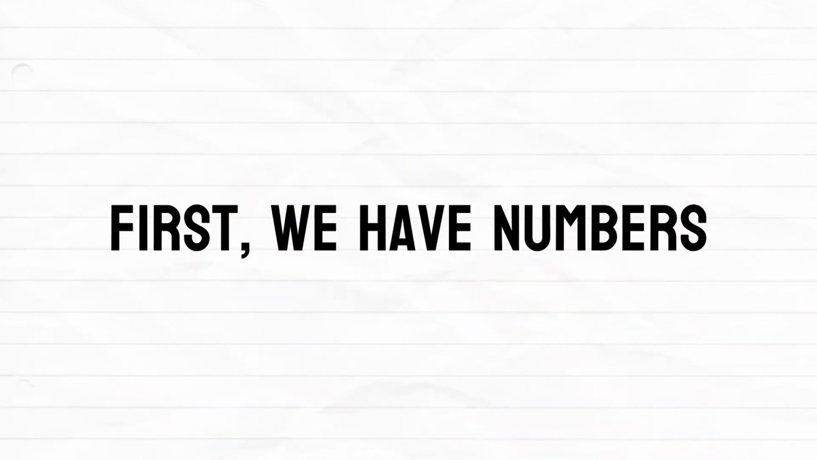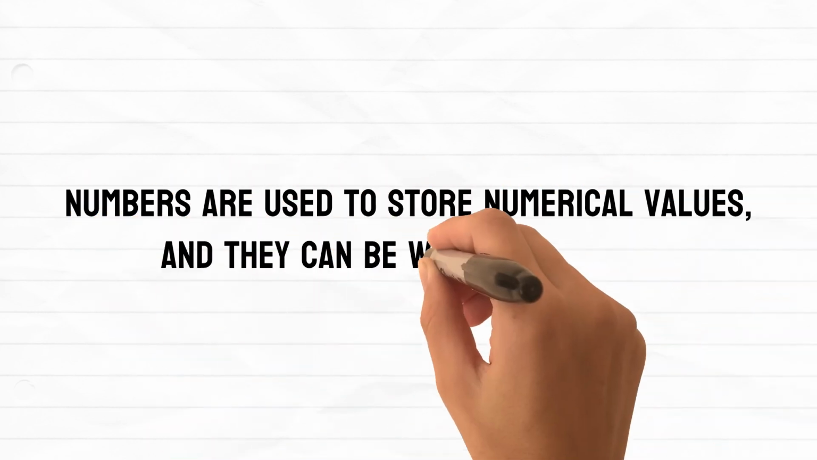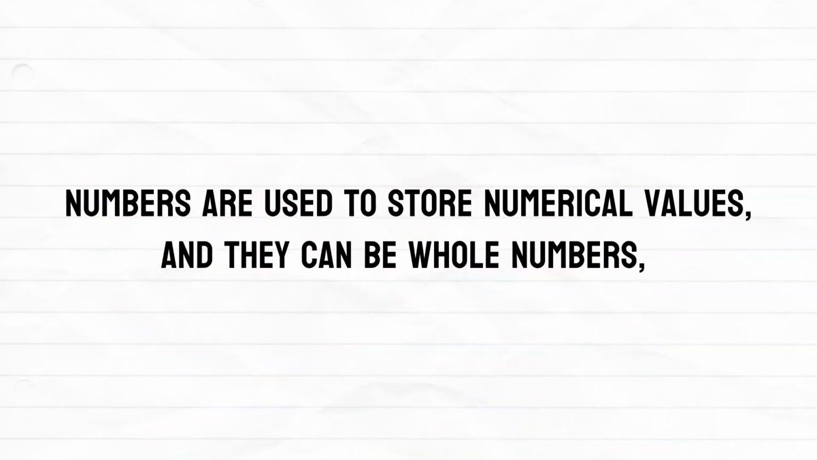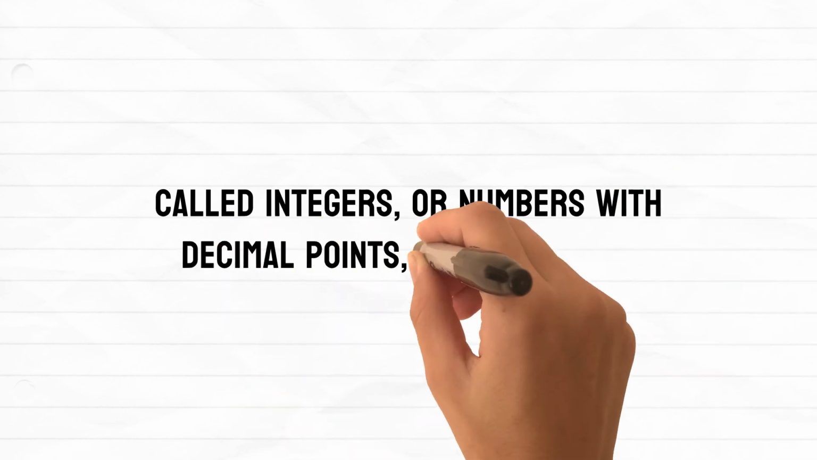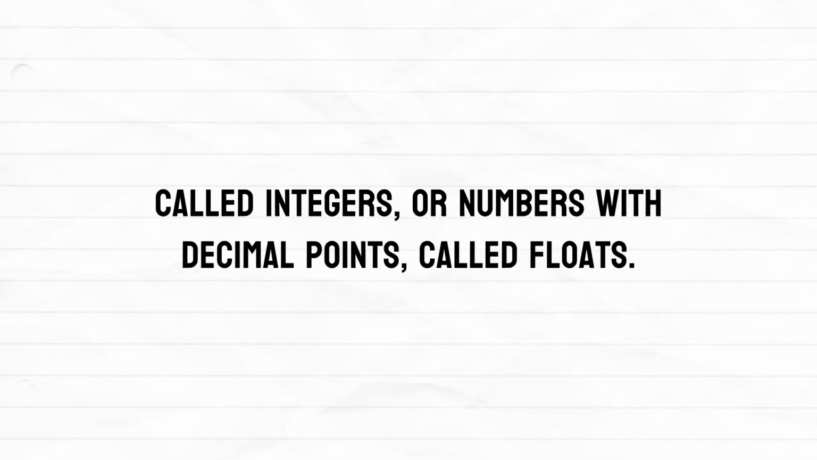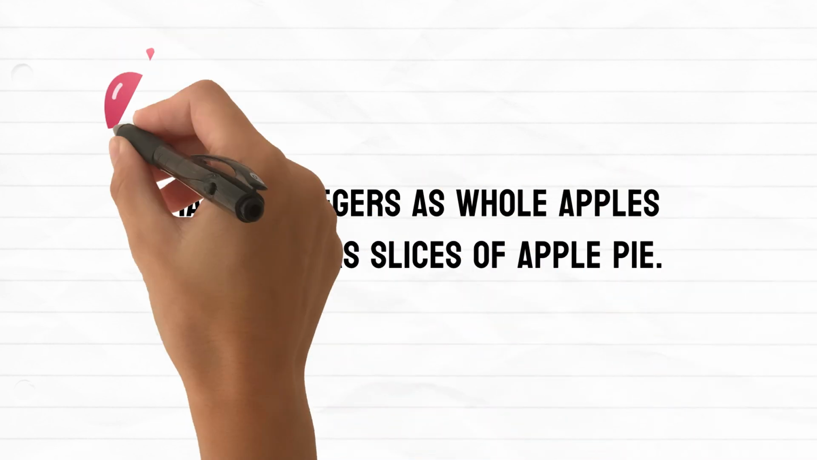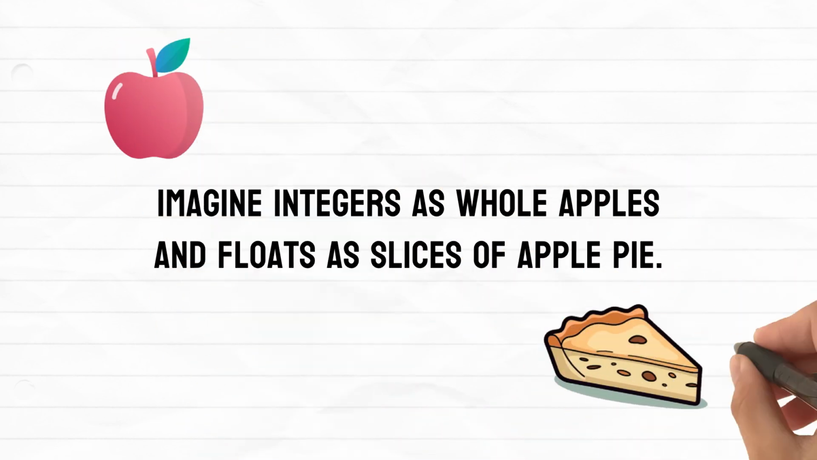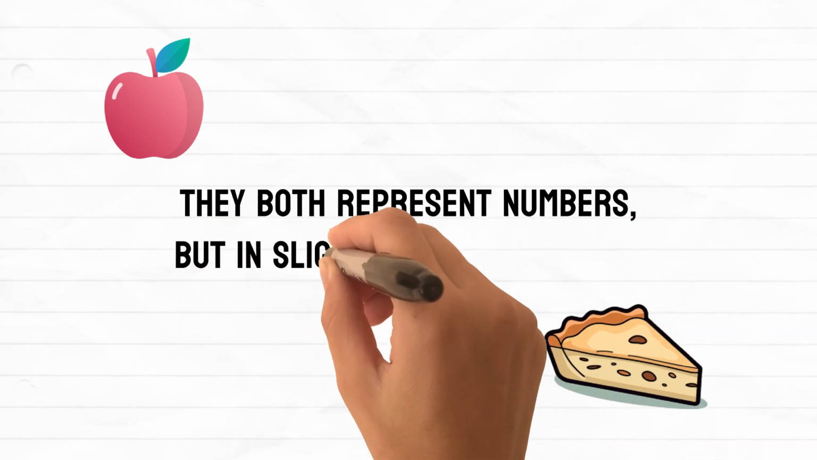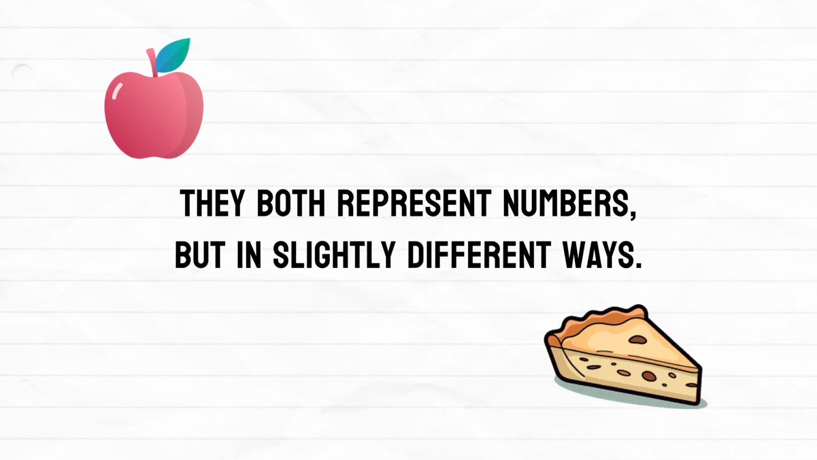First, we have numbers. Numbers are used to store numerical values, and they can be whole numbers, called integers, or numbers with decimal points, called floats. Imagine integers as whole apples and floats as slices of apple pie. They both represent numbers, but in slightly different ways.